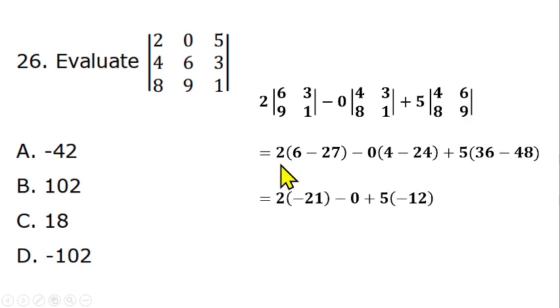So from there you'll be having 6 minus 27 will give us minus 21. Then this is 4 minus 24 gives us minus 20, times 0, that gives us 0. 36 minus 48 will give us minus 12. Simplify further, 2 times this will give us minus 42. 5 times minus 12 will give us minus 60. Then if you simplify that further, minus 42 minus 60 will give us minus 102. Option D is the correct option.